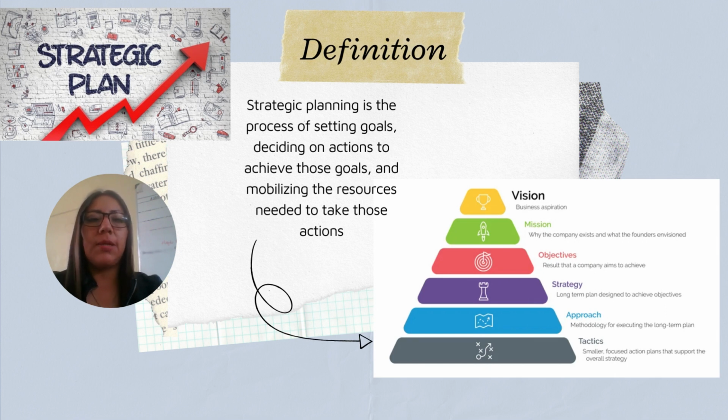Strategic planning is the process of establishing objectives, deciding on actions to achieve them, and mobilizing the resources needed to carry them out. A strategic plan describes how the objectives will be researched through the use of available resources.